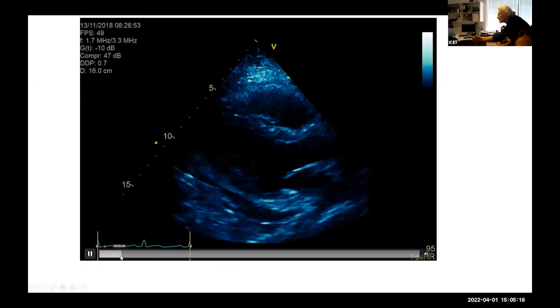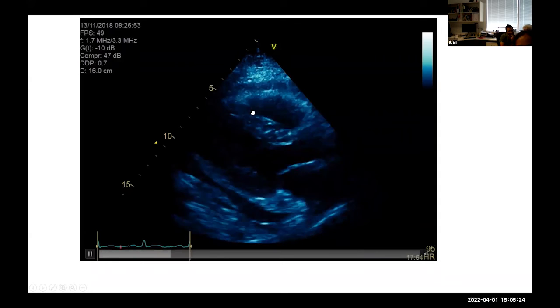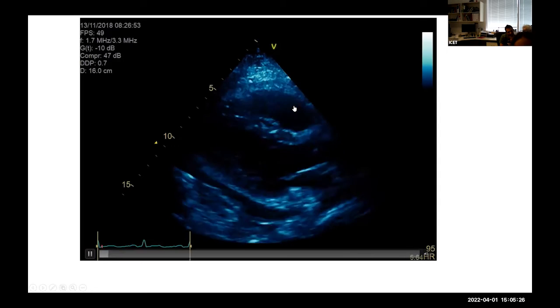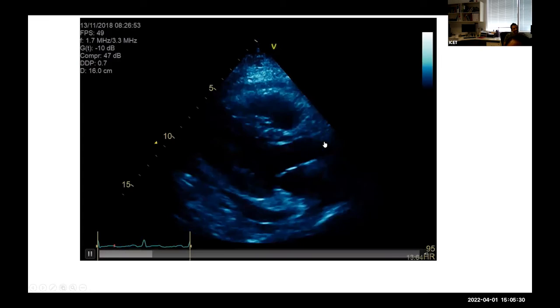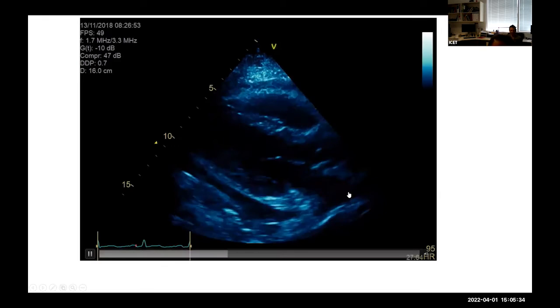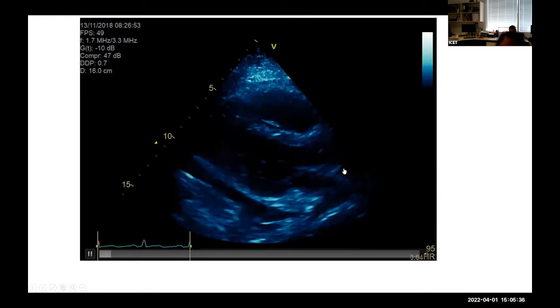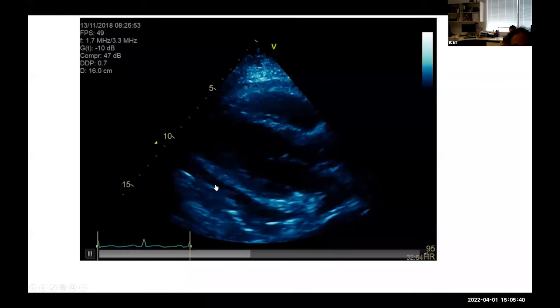You can see it. So RV is contracting well. The aortic root is visualized very well. And this is the LA and this is the LV. So this is in terms of the pericardial effusion.